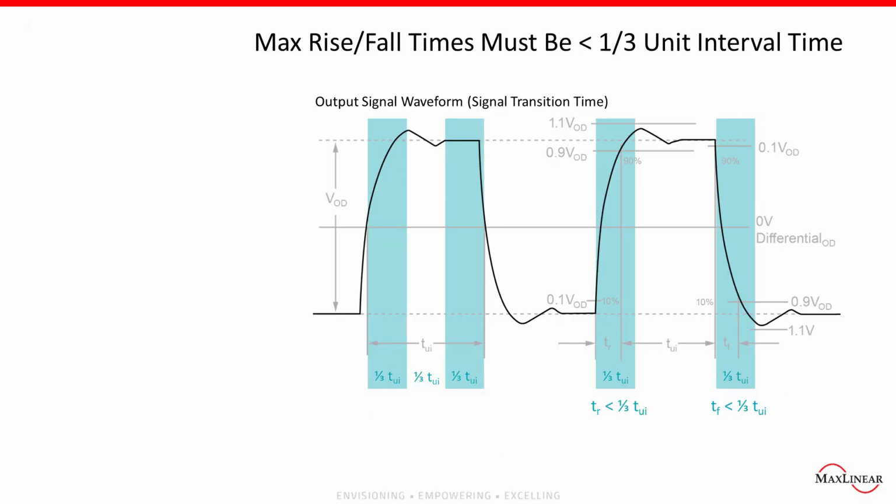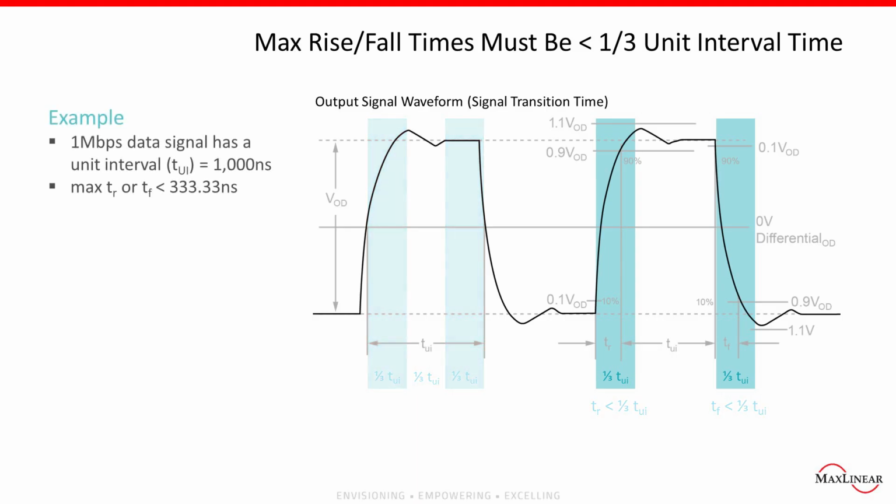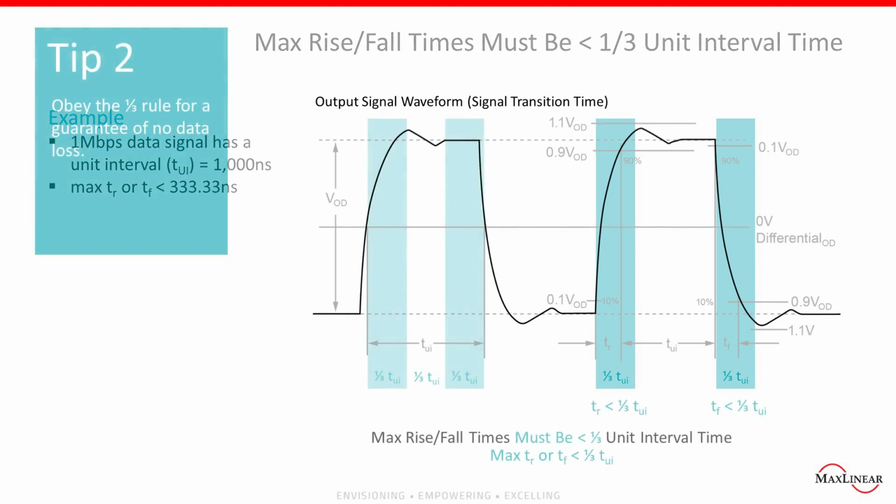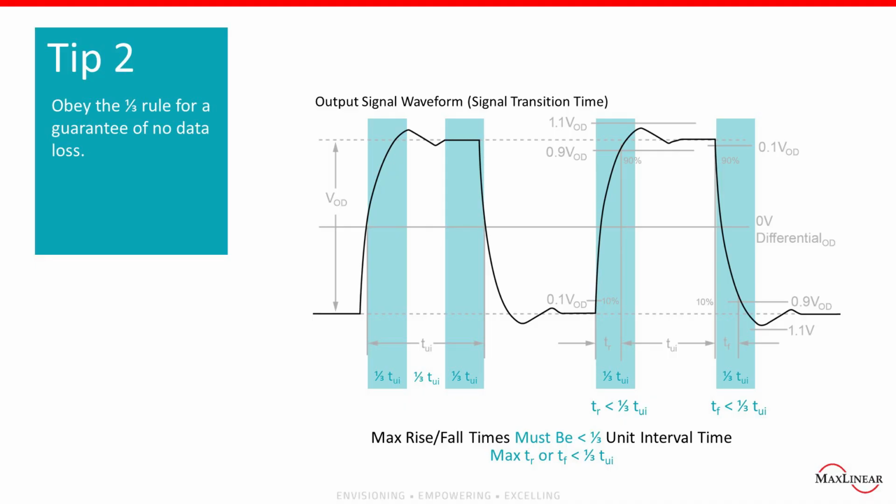For reliable communication, the maximum rise time or fall time of the driver should not exceed 1/3 of the total bit time at a given data rate. For example, a 1 megabit per second RS-485 driver has a bit period of 1000 nanoseconds. The maximum rise time and fall time should not exceed 333.33 nanoseconds.